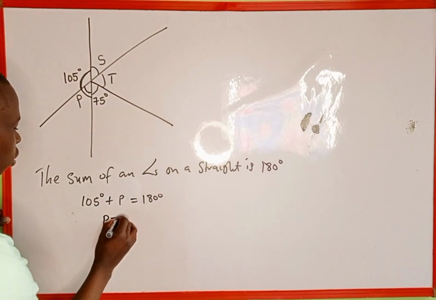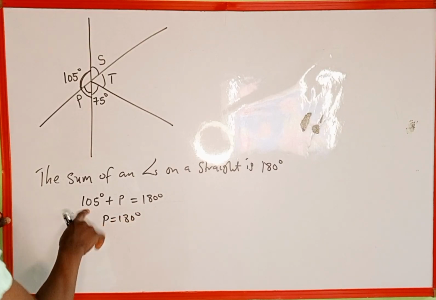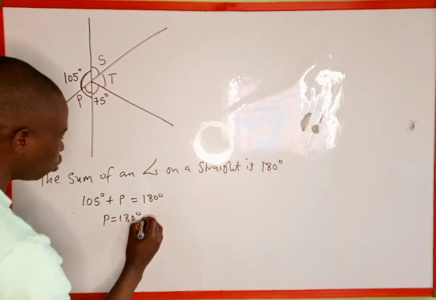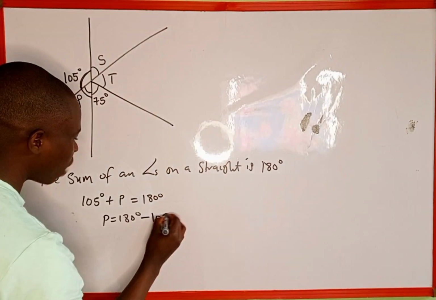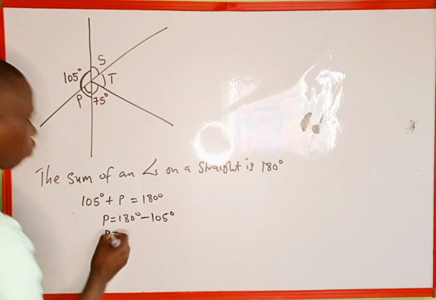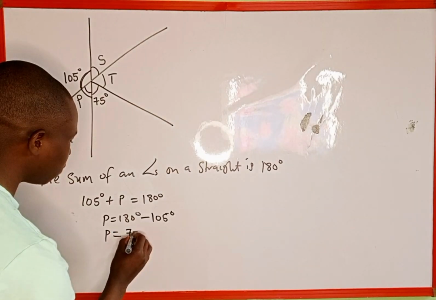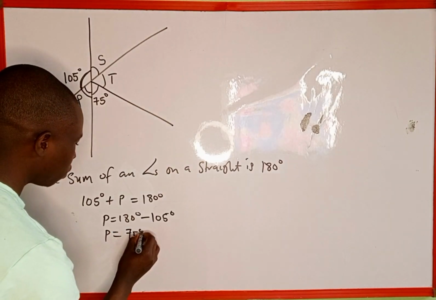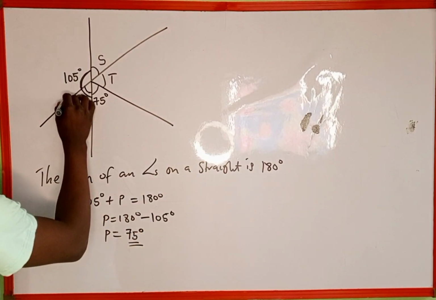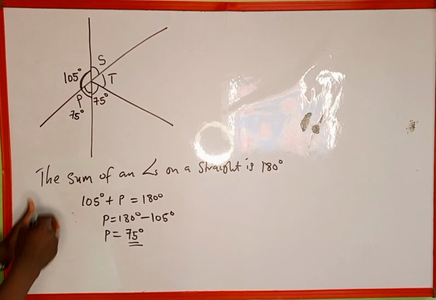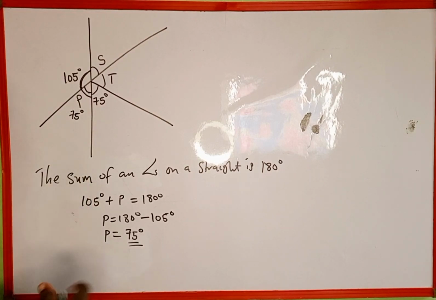So P now will be equal to 180 degree. Then we take this 105 degree to the right hand side of the equation. It's going to change to negative 105 degree. So P now will be equal to 180 degree minus 105, which is going to give us 75 degree. So this is the value of P. P is 75 degree. So the next thing we are going to recall is one theorem again.